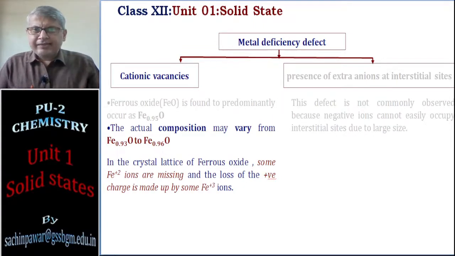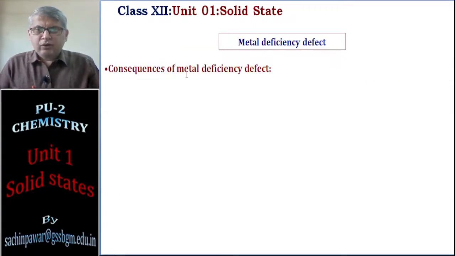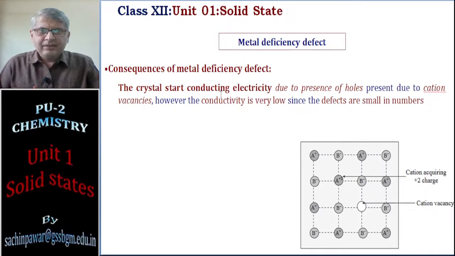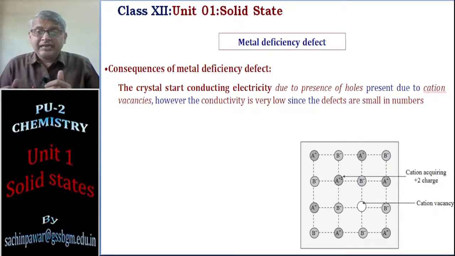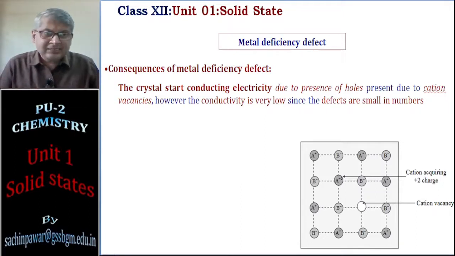The detailed idea of this. Okay, so consequences of metal deficiency defect we shall take. In metal deficiency defect, cations are going out. The number of cations is less. Cations are less means holes are created. Cation vacancies are created. Cation holes are created, and electrons are not here. It is an empty space. So the presence of extra holes is responsible for conducting electricity. The electricity conducting capacity of the metal increases because of the holes.